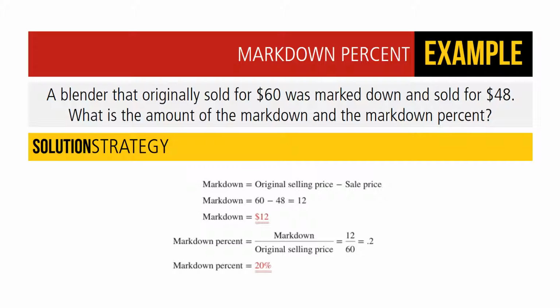Remember, markdown equals original selling price minus sale price. In this case, markdown will then equal our $60 minus the $48, to equal a $12 markdown. Our markdown percent is markdown over original selling price. In this case, our $12 markdown is divided by our $60 original selling price for a total of 0.2, or a 20% markdown percent.